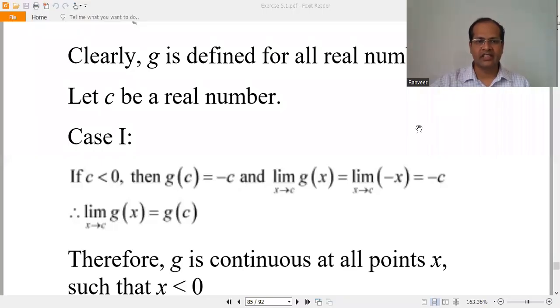So case 1 we will see. In case 1, c is less than 0, then there is only one definition of the given function. So definitely this is continuous. x is less than 0.